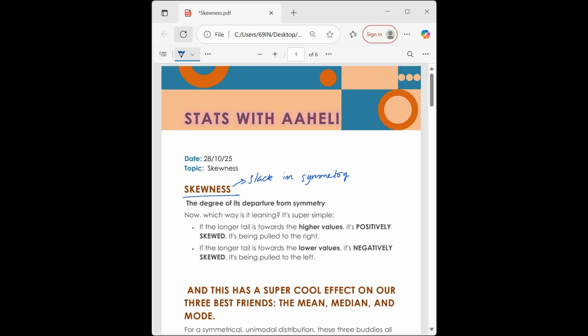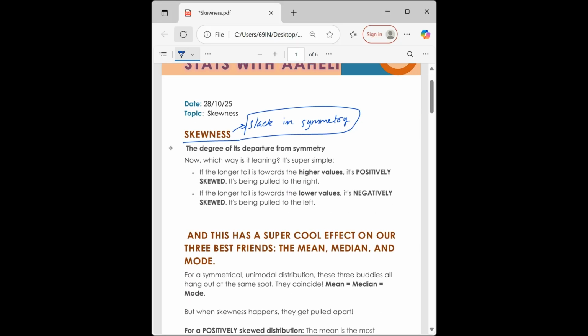Skewness is nothing but the lack of symmetry, as I have written here. See, by the skewness of a frequency distribution, we mean the degree of its departure from symmetry. In formal language, think of it like this. Is your data a perfectly balanced seesaw? Or is one side heavier, making it lean? That lean is what we call skewness. It tells us if the frequency curve is inclined more to one side, meaning it has a longer tail on one side.